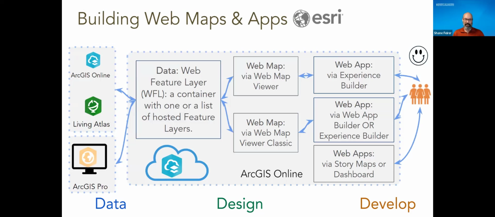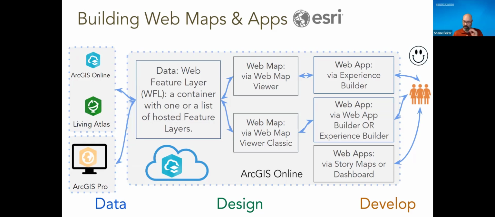You're then going to add data. And those data could come from ArcGIS Pro. They could come from data that's just on your computer. You could pull it in from the Living Atlas or directly from ArcGIS Online, and you'll see how to do that. That then gets saved into a web map.